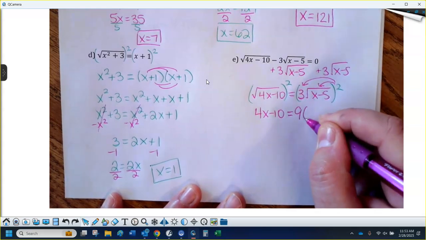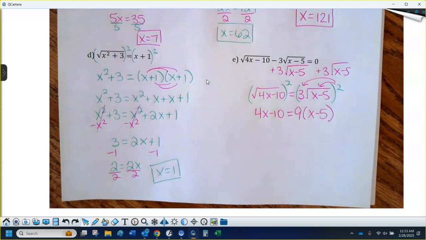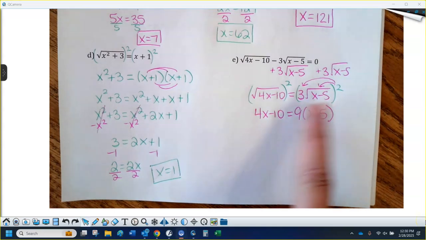This should be 9, and this should be x minus 5. The square root and squared will cancel each other out. We'll just finish when we come back. Sorry, guys. I had that number in front that we squared, the 3 squared, that became 9. If you have more than one term under the radical, notice I put that in parentheses because I would need to distribute the 9 to both of those terms.